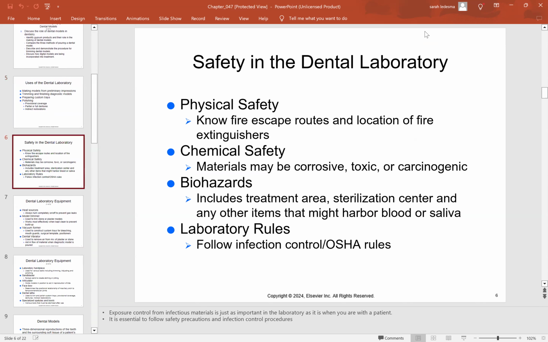Safety in the dental laboratory: we have physical safety, including fire escape routes and location of fire extinguishers. For chemical safety, we're going to take a look at our materials because they may be corrosive, toxic, or carcinogenic. Biohazards includes the treatment area, sterilization center, and any other items that might harbor blood or saliva. In our laboratory rules, we're going to follow infection control and OSHA rules.